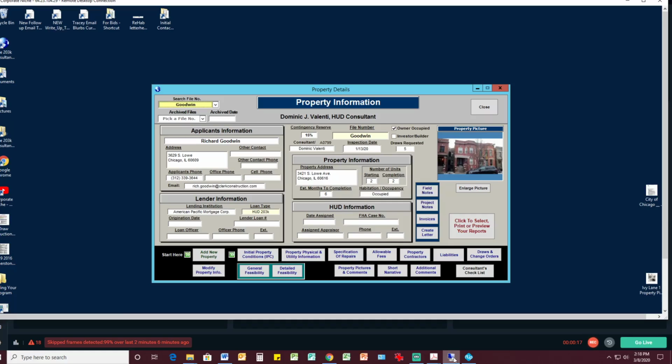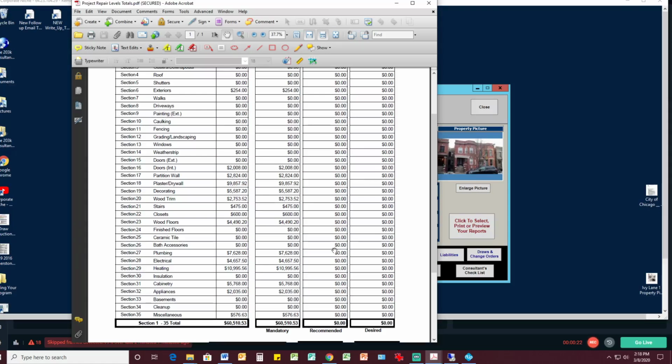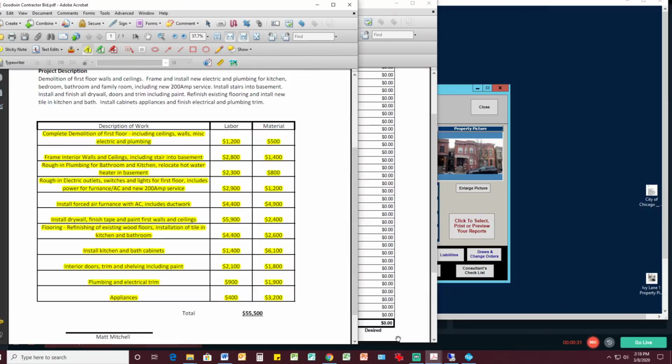So what we have is the package I sent out. The project is $60,000, and the contractor's bid came back at $55,000. The problem here is that I sent out a bid package that had 25 separate work items, and the contractor has 11. So, needless to say, there's going to be a problem here.